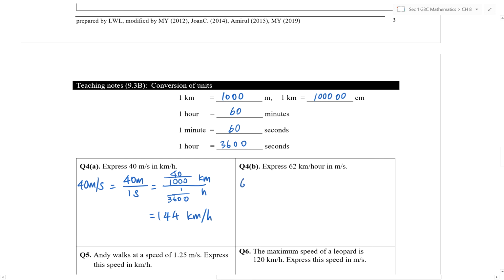Next, 62 kilometers per hour can be written as 62 km divided by 1 hour. Now we want this in meters per second. So let's convert 62 kilometers to meters. So 62, add 3 more zeros. 1 hour will be 3600 seconds. The answer will be 17 and 2 over 9 meters per second. Again, no need to round off.